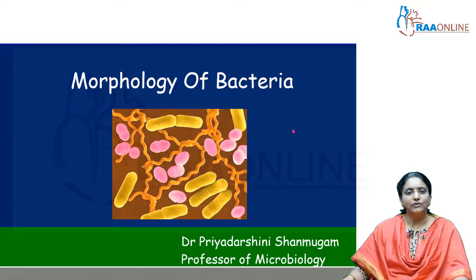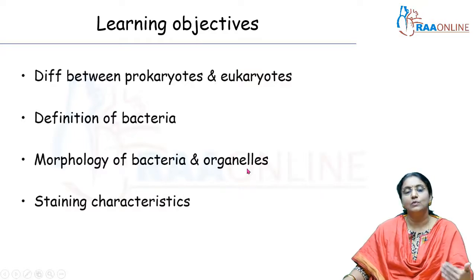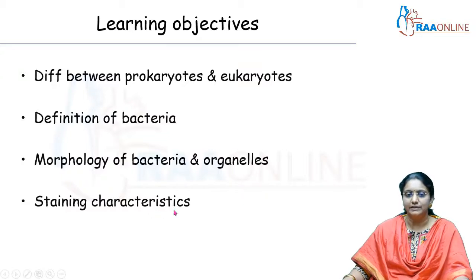Before knowing the morphology of the bacteria, let us go to the learning objectives for this session. At the end of this session, you will be able to know a few things. The first one will be difference between prokaryotes and eukaryotes. Then what is the exact definition of bacteria? Then the structure of the bacteria as well as its organelles. Organelles are the cell structures which are present inside the bacteria. Then the different staining characteristics of the bacteria. We will be seeing all this in detail.